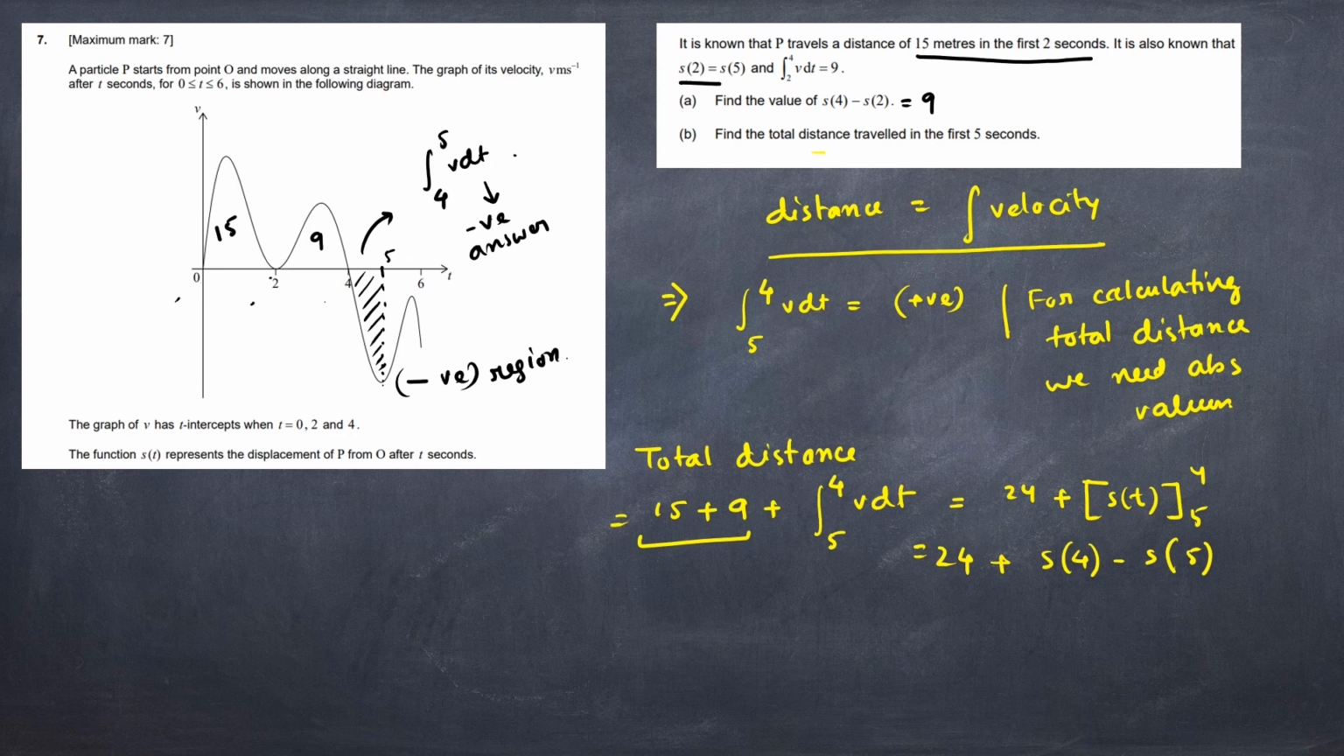S of 2 is equal to s of 5. So in place of s of 5, we can replace it with s of 2. So 24 plus s of 4 minus s of 2. So from here we are getting 24 plus the value we just calculated in the first problem, that is 9. So 24 plus 9 is equal to 33. So the total distance traveled for the first 5 seconds is equal to 33 units.